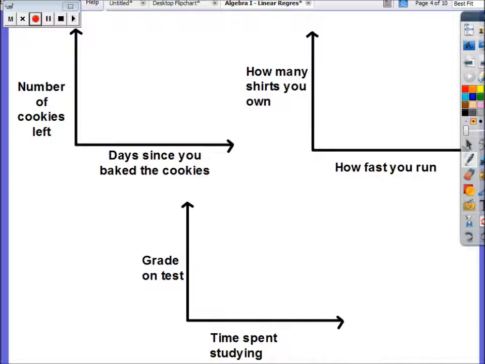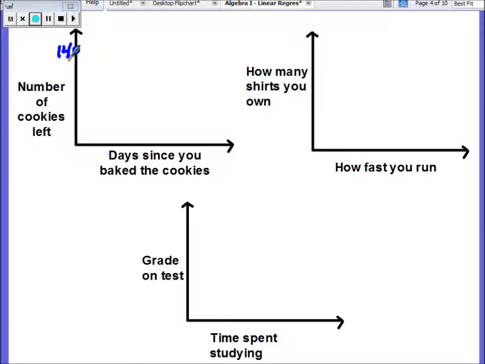So some real-life examples that we can talk about to show positive, negative, and no correlation. Let's look at the first example. Say I want to make some cookies, and I make them on Tuesday. Let's say I start with 14 cookies on Tuesday, so we'll say up here at 14. Maybe 2 days after I make the cookies, I only have 10 cookies left. And 4 days later, I only have 6 cookies left, and so on. So my ordered pairs get lower and lower as the days increase. So this would be an example of negative correlation.